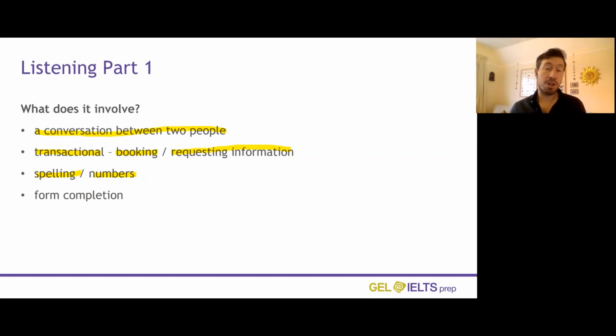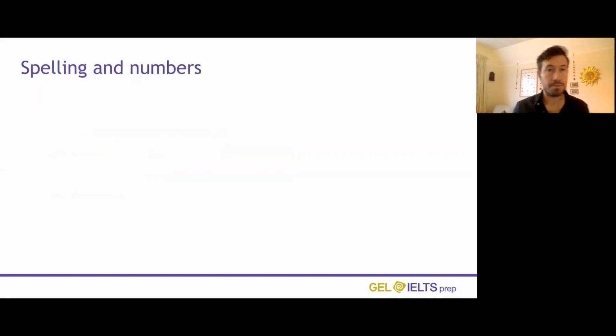And the most common type of question in section one is form completion. This is where you'll get a form and you have to fill in, for example, someone's name, someone's address, someone's date of birth, that kind of thing. And we're going to look at this more in the coming slides. So we're going to start with spelling and numbers.